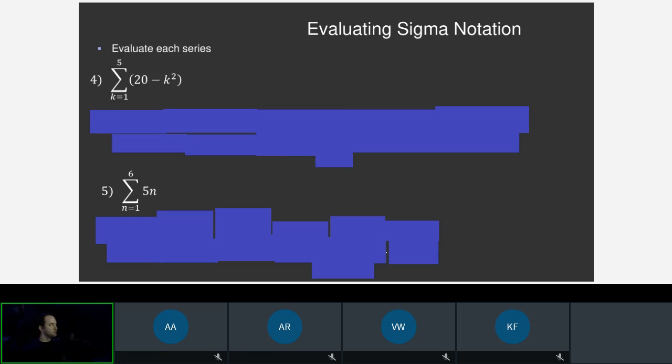All right, so the directions on this one say to evaluate each series. This means I want you to get me a final answer. So k equals 1 to 5. Let's do this. When you finish with number 4, raise your hand so I know you're done. And then once I have majority of people, we'll quickly go through it.